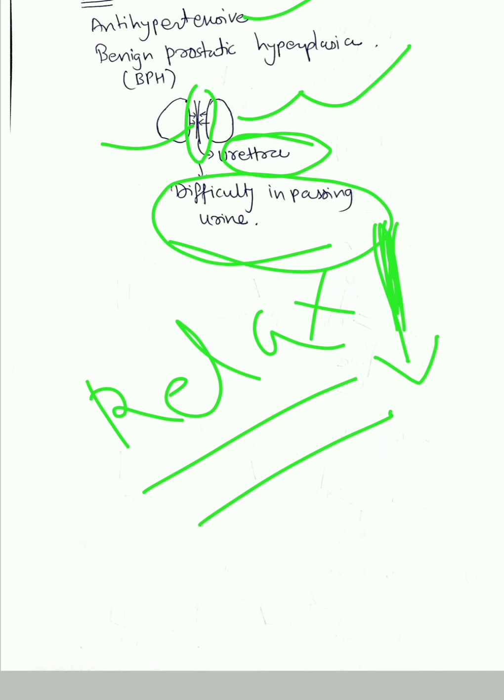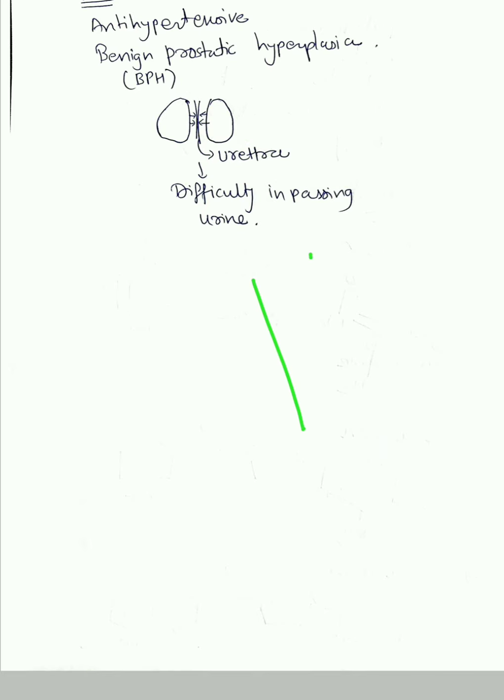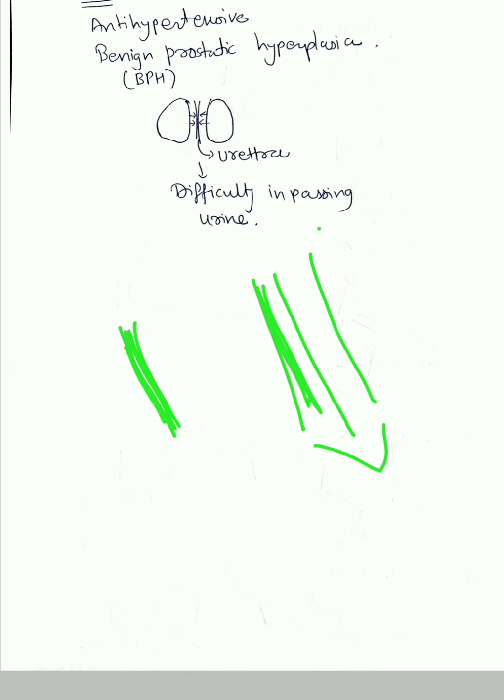So how will these antagonists help? They will relax the urethra, I'm so sorry, they will relax the urethra, leading to easy passage of urine. See, earlier the urethra was this thin, now it is relaxed and more urine can easily pass through, leading to some symptomatic relief in benign prostatic hyperplasia. So there are two uses of alpha 1 antagonists: antihypertensive and benign prostatic hyperplasia.